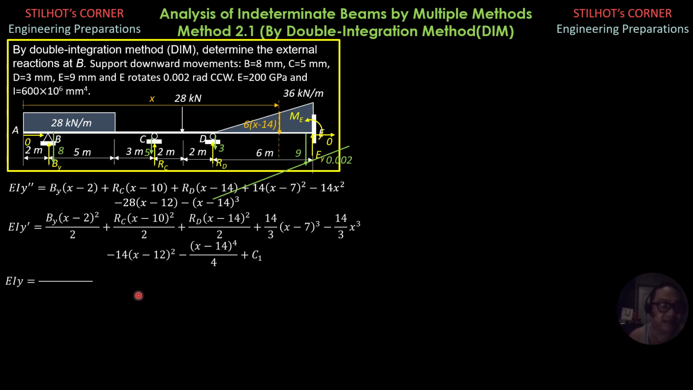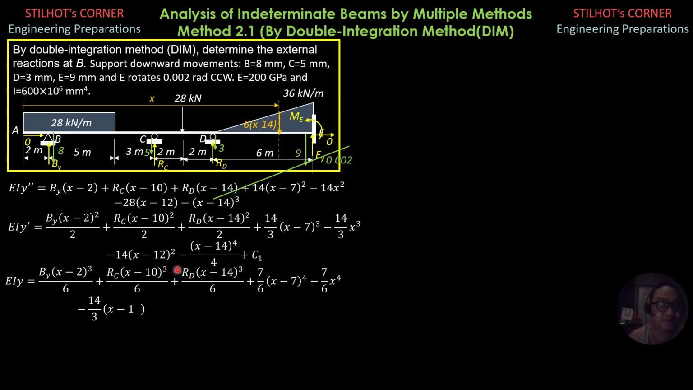Integrate again, EI y equals R sub B over 6 quantity x minus 2 cubed plus R sub C over 6 quantity x minus 10 cubed plus R sub D over 6 quantity x minus 14 cubed plus 7 over 6 quantity x minus 7 to the fourth minus 7 over 6 x cubed minus 14 over 3 quantity x minus 2 cubed minus quantity x minus 14 to the 5 over 20 plus c sub 1 x plus c sub 2. We now apply the boundary conditions.